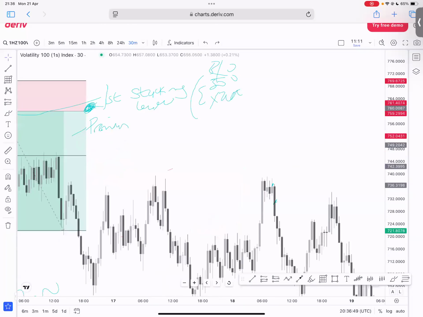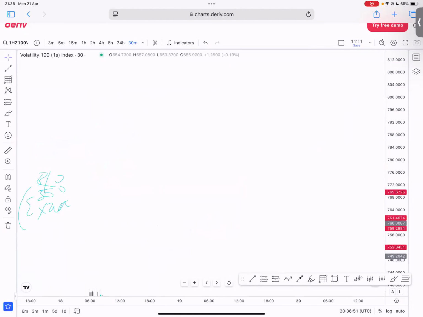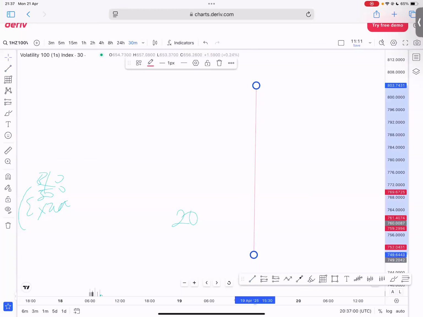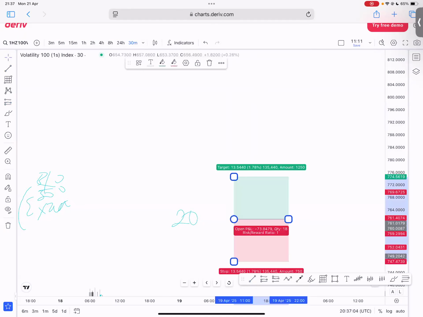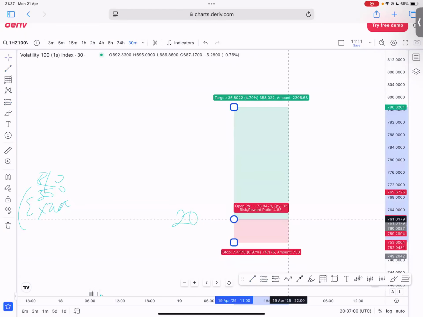Let's say you have an account. This is your account balance, $20. And this is the entire move you are anticipating the price makes. Let me use a brighter color instead. Now this is what the price does. This is your risk to reward.